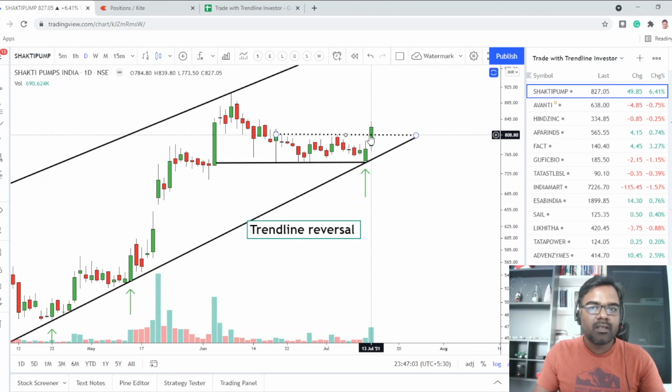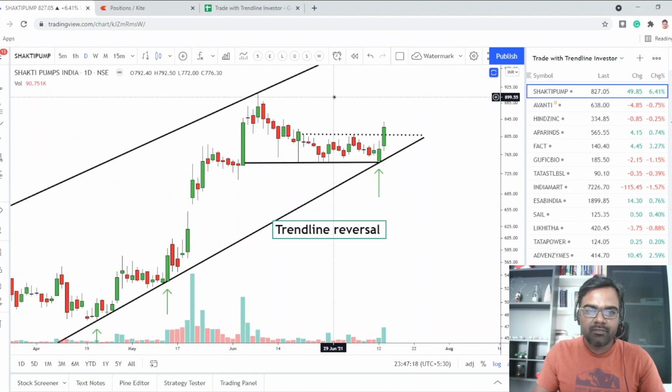So tomorrow, if you've still not taken this trade, and by chance tomorrow it comes back to 810, that will be a retest, and probably you can take that trade as well, with the same stop at 750 odd level, right? So that's Shakti pumps. I'm not sure how far it can go, but probably I'm expecting to first see around 880, 900 levels, and then from there it'll be fresh highs.